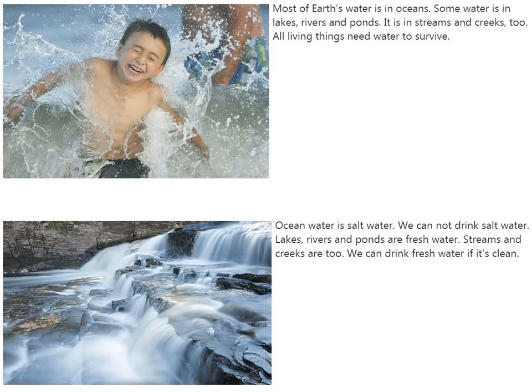Okay, so this first part is on the cover. Most of Earth's water is in oceans. Some water is in lakes, rivers, and ponds. It is in streams and creeks too. All living things need water to survive. All right, boys and girls, it says most of Earth's water is in oceans.